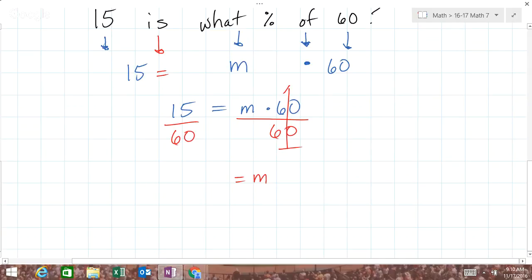So now take your calculator. Here's where the calculator is going to come in handy. But remember, we've got to be able to divide it correctly. Are we dividing by 60 or are we dividing by 15 here? Are we going to divide by 60 or divide by 15 here? Think about it. No, it's got to be 60. Why?